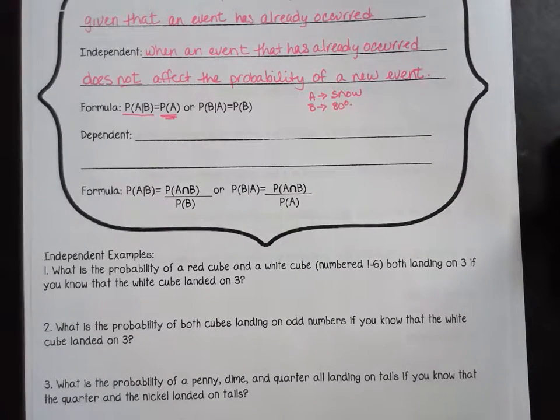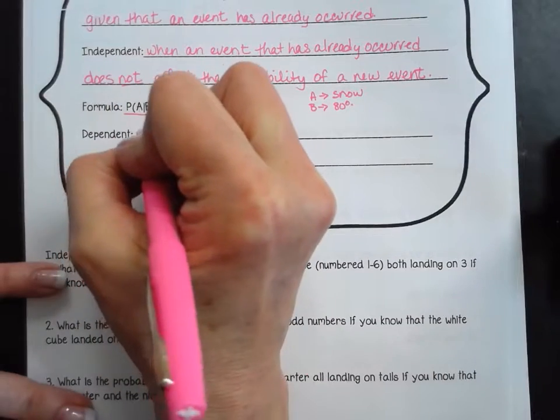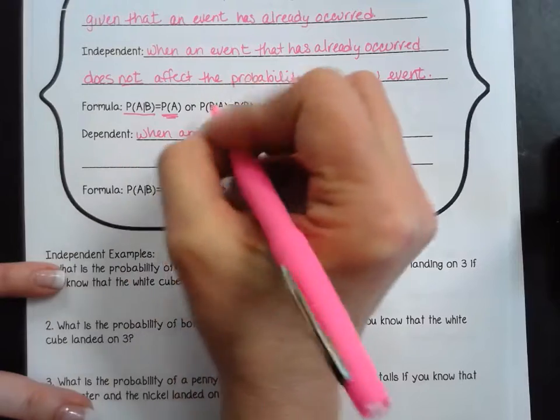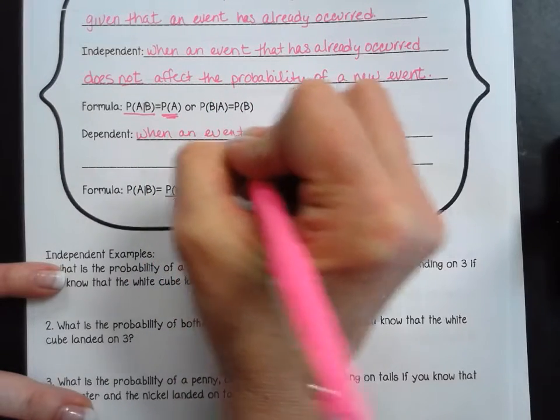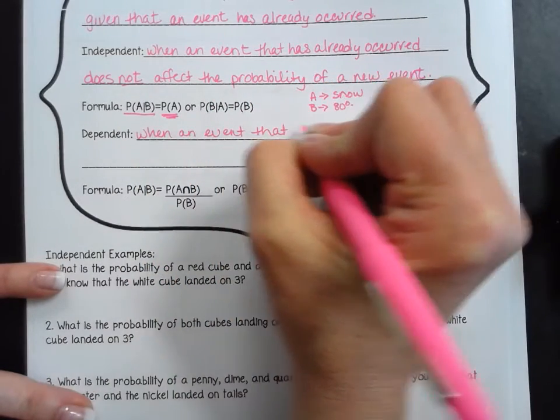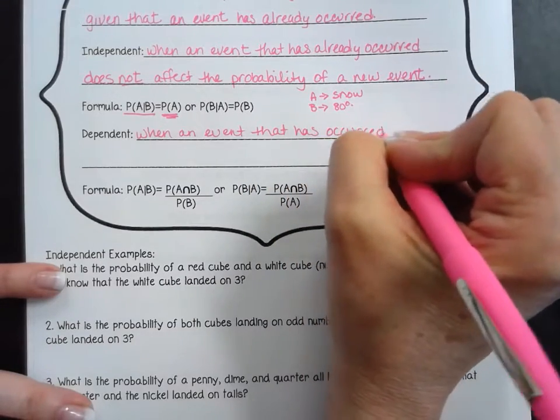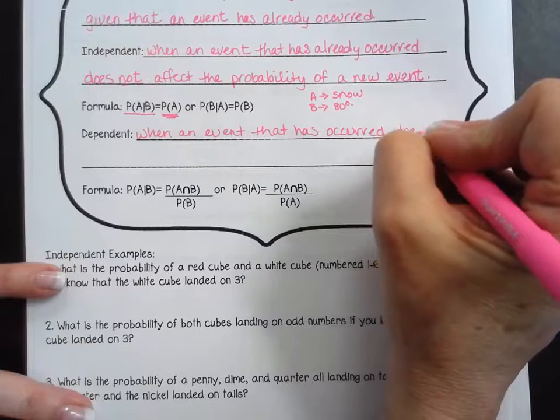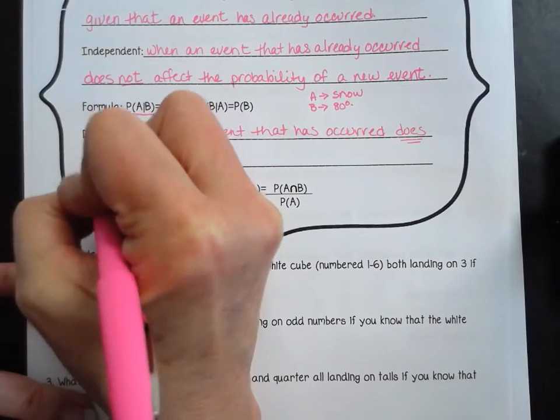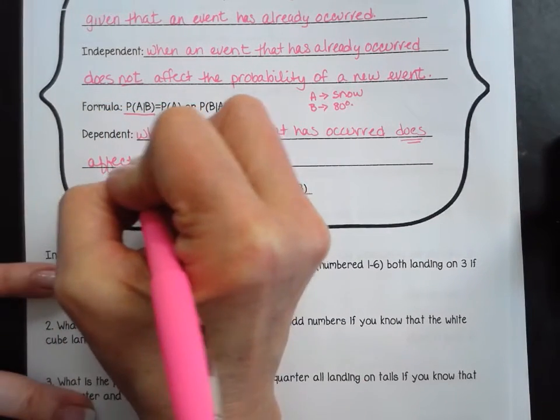Then dependent is when an event that has occurred does affect the probability of the new.